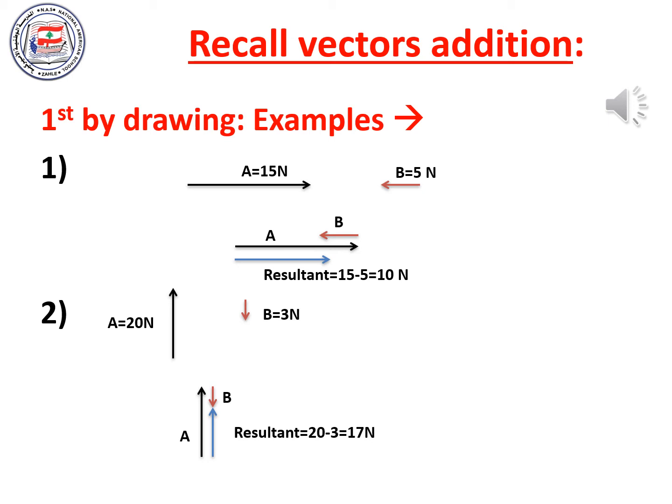Whenever we superpose them, so we put them above each other, the resultant vector is the vector drawn from the tail of the first to the head of the last. So it is 17 newtons upwards. It is in the direction of the bigger vector, which is upwards and not downwards. If the bigger vector was downwards, then the resultant vector will be downwards. So we just subtract them from each other.